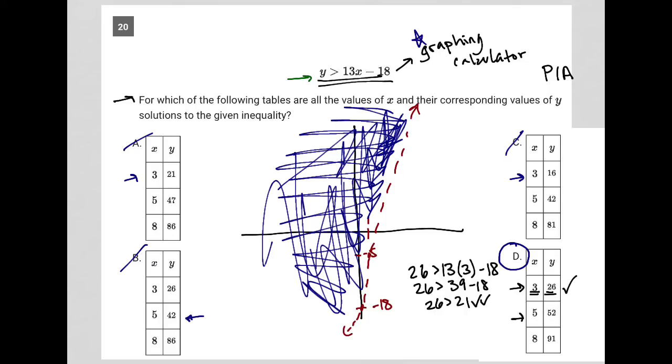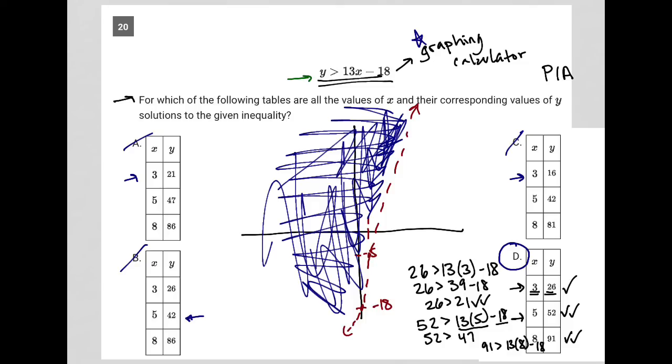Let's try this one here. Well, this would be 52 is greater than 13 times 5 minus 18. And that will give me 52 is greater than 65 minus 18. 65 minus 18 is 47. So that is also definitely true. And lastly, I'd have 91 is greater than 13 times 8 minus 18. And you'll see that that's also accurate once you do the math there. So this is also true.